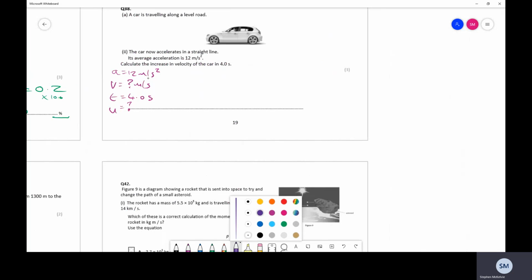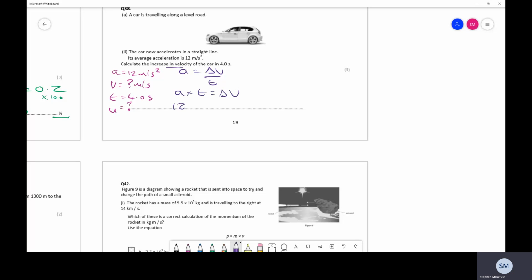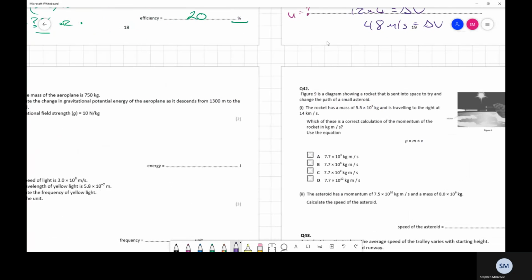So, a is equal to v minus u divided by t can also be written as a is equal to delta v divided by t. I'm trying to find the change in velocity, the increase in velocity. So all I have to do is a times t equals delta v. 12 times 4 is equal to delta v. It's the exact same thing. You get your answer: 48 meters per second is the change in velocity. But it's just a nicer way of doing it.